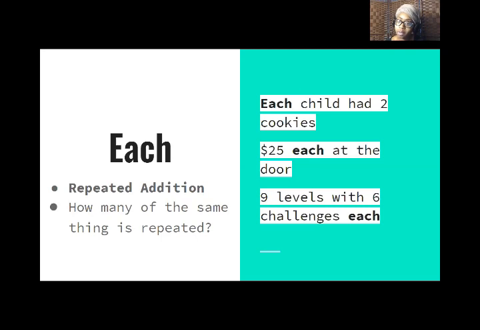Okay. 9 levels with 6 challenges each, okay? This could be a video game. 9 levels in the game and 6 challenges on each level. That will require you to multiply. How many challenges are there in all?